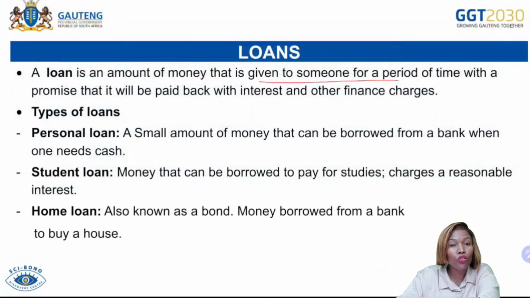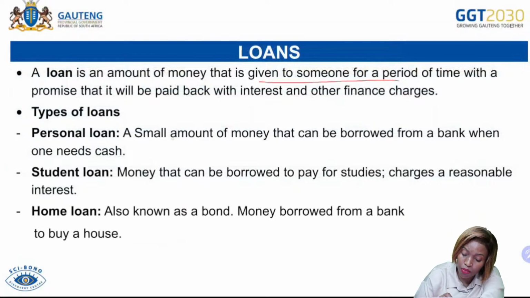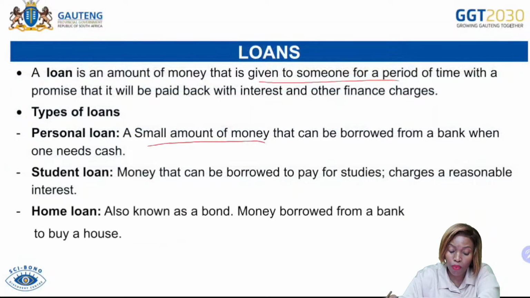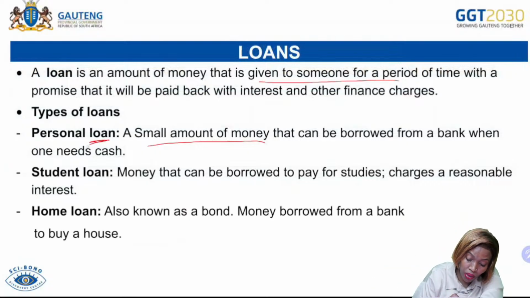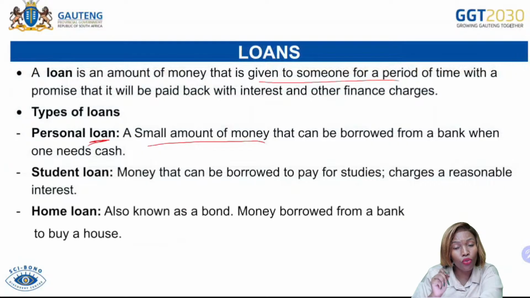What else do we have? We can also have a student loan. So what are those? A personal loan is a small amount of money that can be borrowed from the bank when one needs cash. So you could be needing cash because maybe you want to renovate your house. Then you can take a personal loan and use that money to build. Maybe your car is broken, you want to fix your car, you don't have money, you can take a personal loan, get money, fix your car. But remember, because it is a loan, when you pay back the money, you are going to pay it back with added interest.